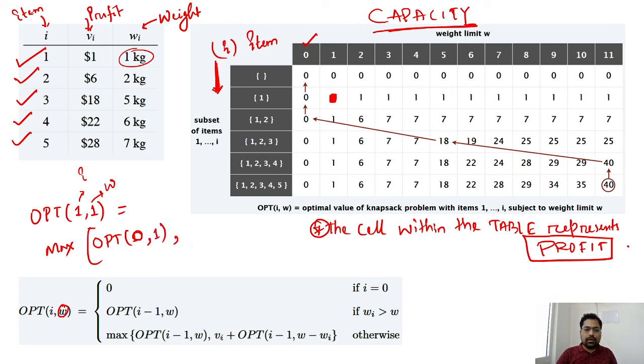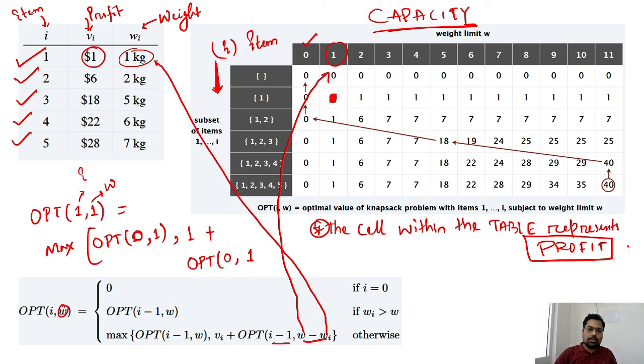Then V of I is this one, 1, plus OPT I minus 1. Previously I is 1, so 1 minus 1 is 0. W minus small w. This W is 1, and small w represents this one. Clear? Now this is 1, so 1 minus 1, which is 0.